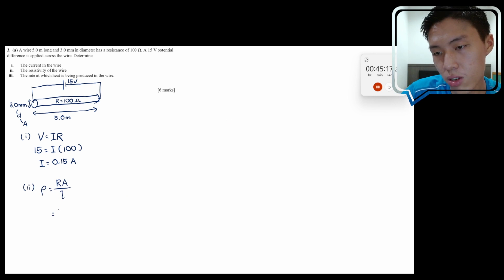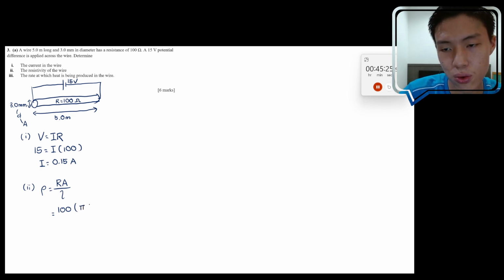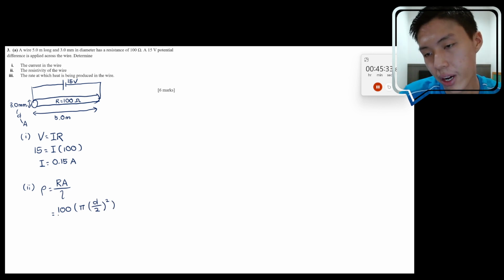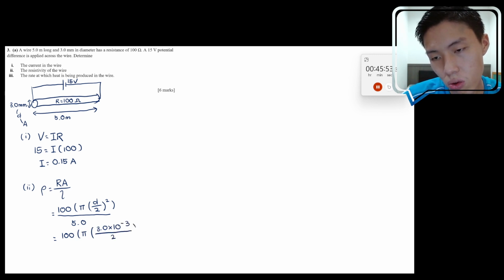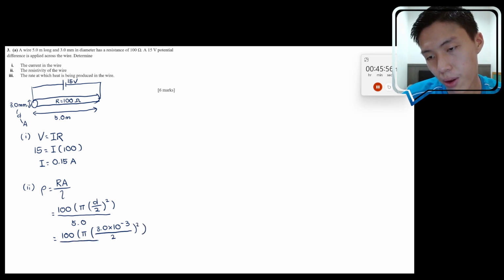Resistance is given as 100 ohm. The cross-section area, because diameter is given, you can use it to find area. This is pi r square, but r is essentially just diameter divided by 2. Then you get radius, but this needs to be squared. So pi r square divided by the length. Length, 5 meter. Okay, let's substitute everything now. So 100 pi, diameter is 3 mm, convert it into meter, that will be times 10 to the power of -3, divided by 2 squared, divided by 5.